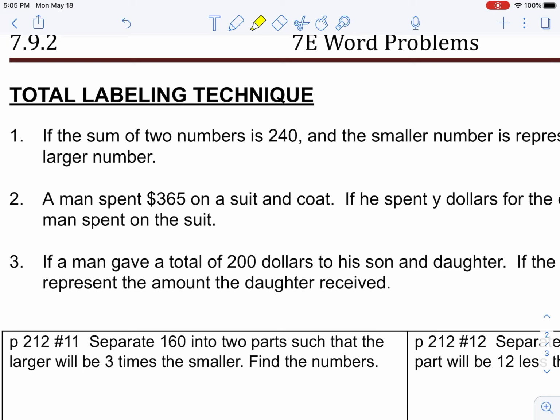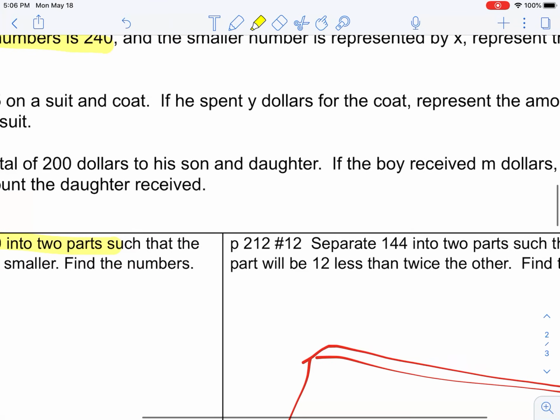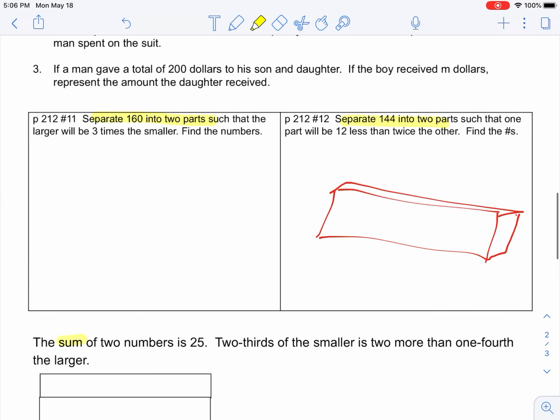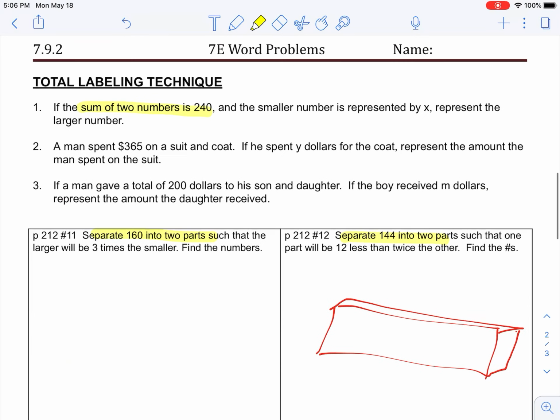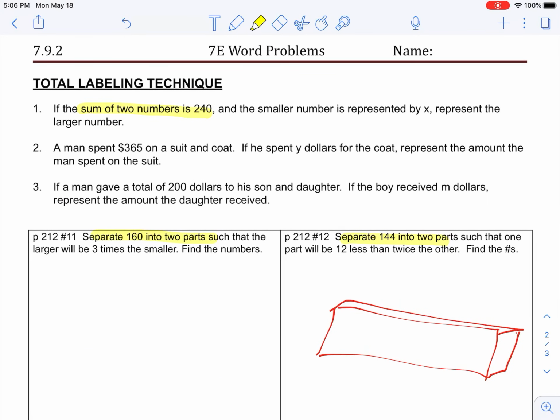All right, we're going to be talking about word problems that involve totals or sums. You're often told the sum of two numbers is 240 and you're supposed to separate it into two parts. Or you're told to separate 144 into two parts. You might be told that the sum of two numbers is 25. When you get that, your label box is nice and easy. You're still only going to use one variable, and you're going to use what we call the total labeling technique.